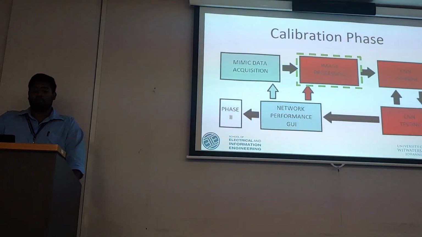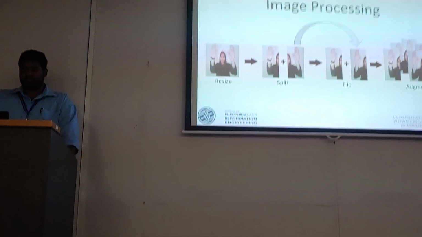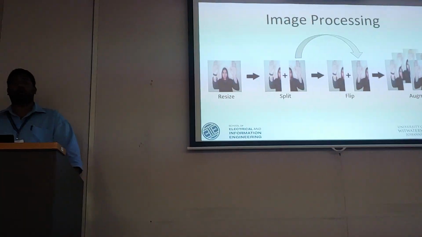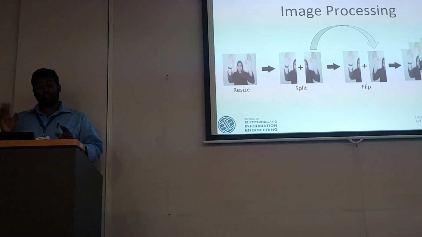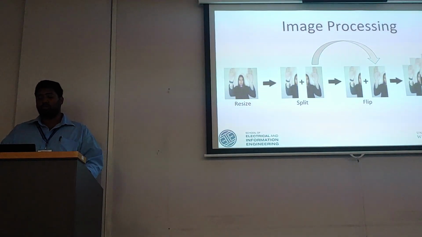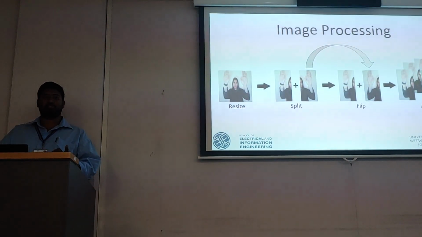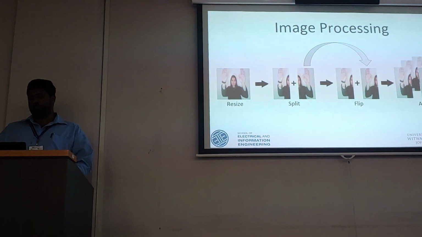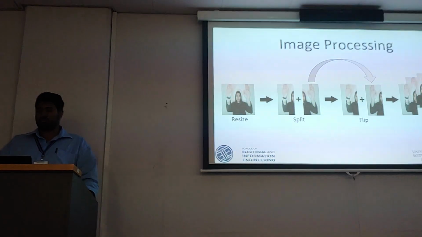The images are then processed to prepare them for training. This is done by first resizing the images to 100 by 100 pixels, splitting them into left and right, flipping the right side, and then augmenting the data. Augmentation is done by randomly shifting or scaling the image, and the purpose of it is to account for variability in natural gesture performance.